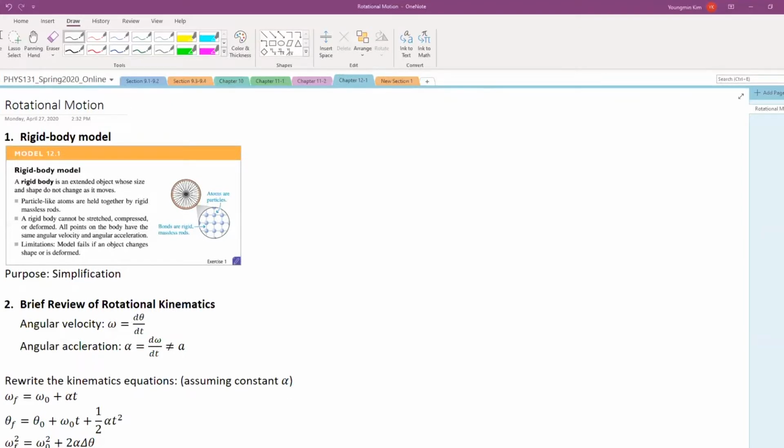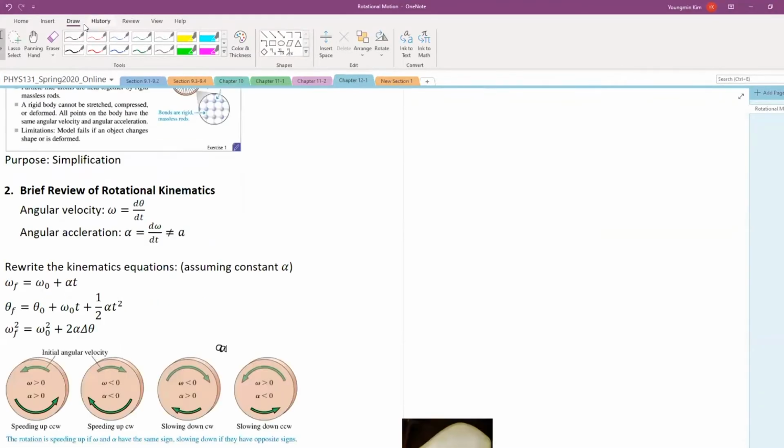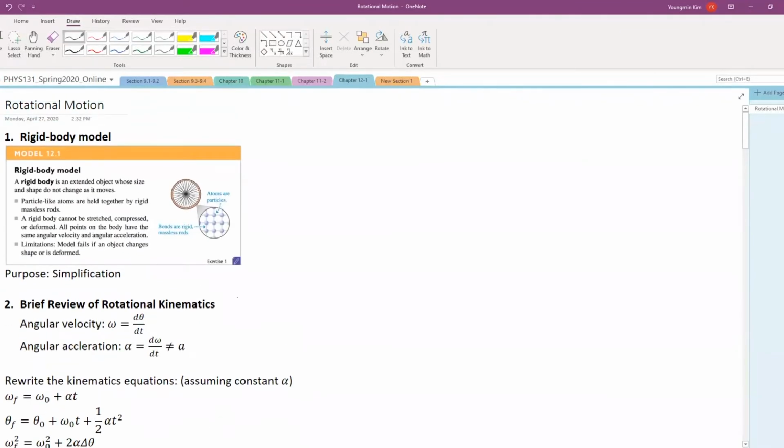Let me write here the relationship. The tangential acceleration, a, is equal to the radius times the angular acceleration. In the same way, the linear velocity is equal to the radius times the angular velocity. So just remember, to go from rotational to linear, you have the radius multiplied to it.